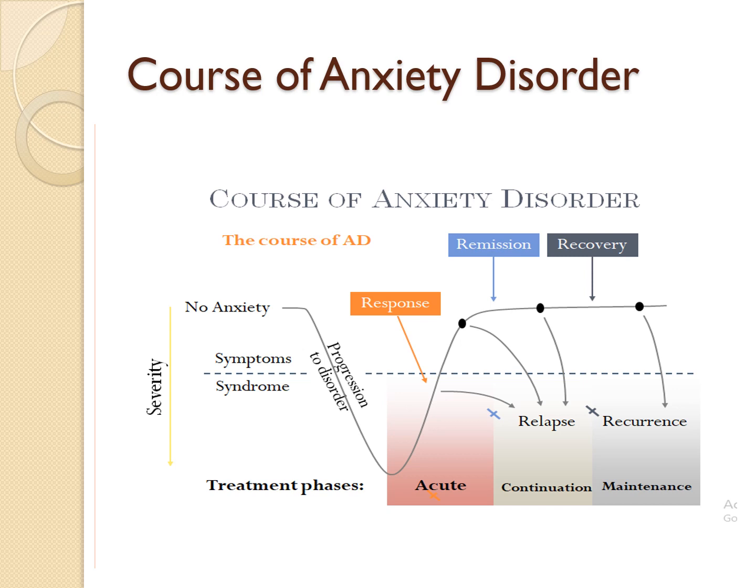This is the course of anxiety disorder. Just look at the graph. There is low anxiety and it progresses to a disorder like panic disorder or others. In the acute phase of treatment, you have given the drug and there is a response. After response, there is a period of remission. After the period of remission, the patient is in the recovery phase. And if the patient again has the symptoms of the disorder, it can be classified as recurrence of that disorder.